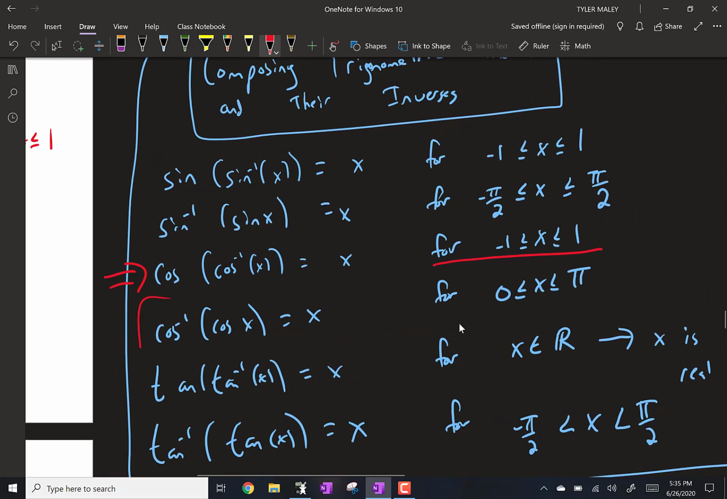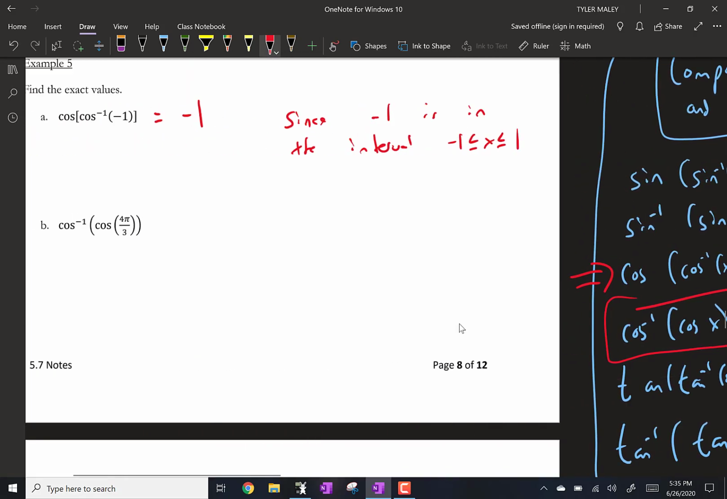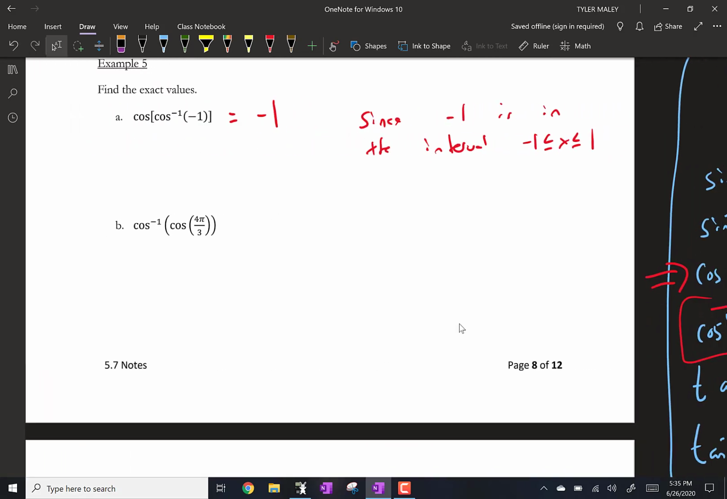The next one is cosine of arc cosine of 4 pi over 3. We're looking at this scenario here. We want x to be within 0 and pi, but 4 pi over 3 is not between 0 and pi. It is greater than or equal to 0, but it is not less than or equal to pi. So that doesn't work. This is not equal to just 4 pi over 3.